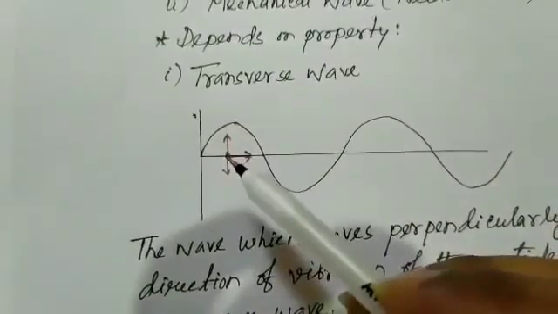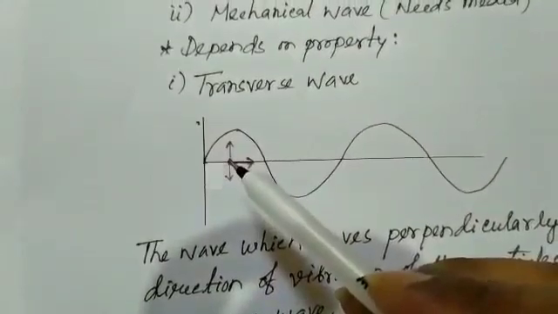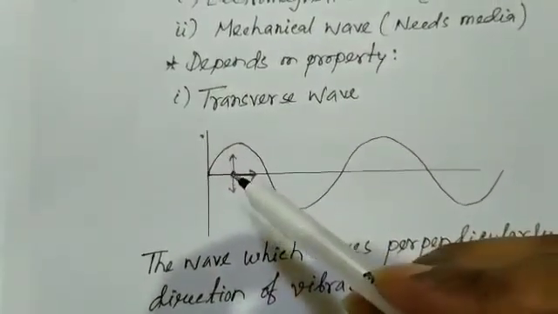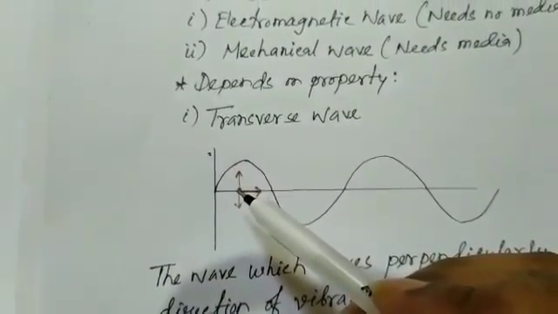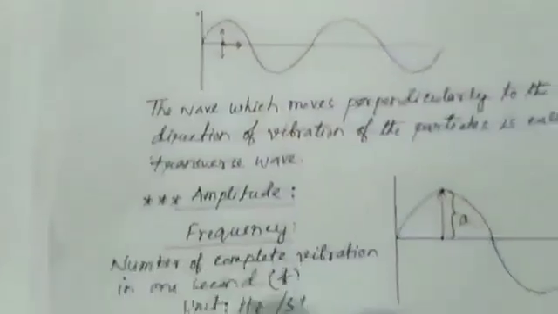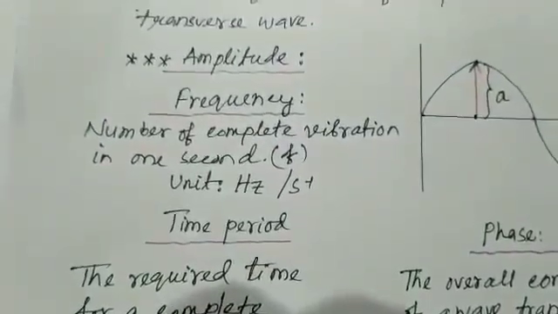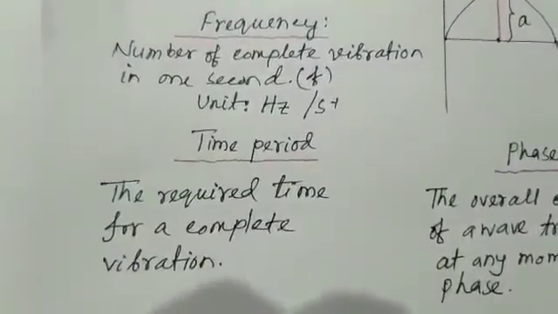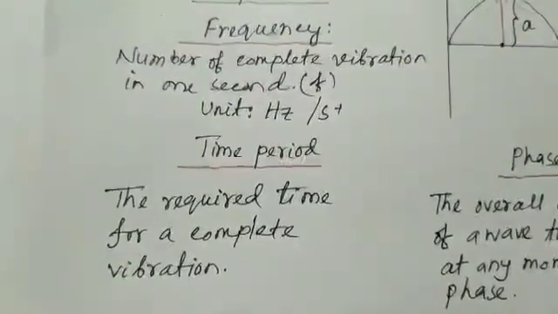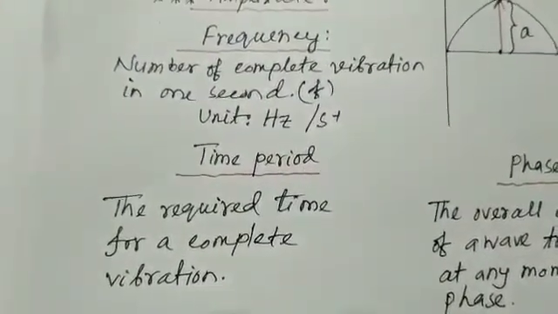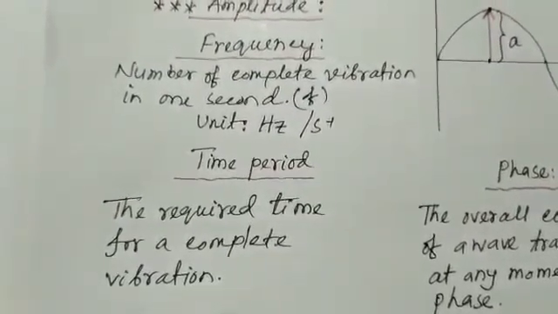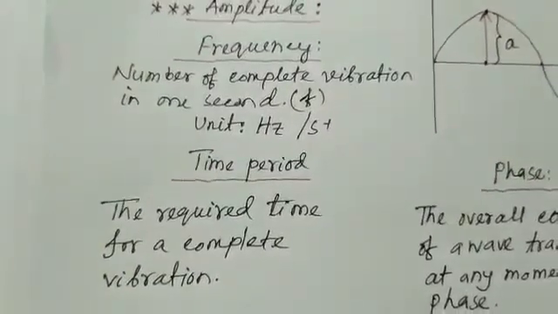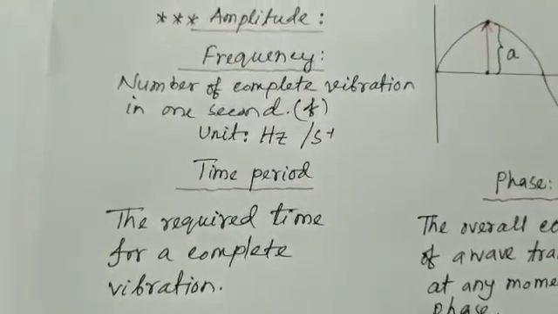As you can see, there was the wave making particle which was in equilibrium position. If it can make 5 complete oscillations within 1 second, its frequency will be 5 Hertz. This is the important topic for waves, frequency. And related to this topic, there is another topic which is time period. Time period is the required time for a complete vibration. If it requires 1 second for a complete vibration, the time period is 1 second.